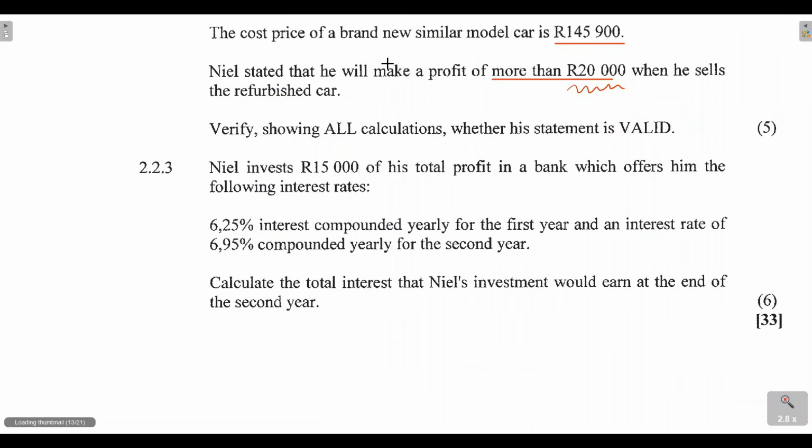Let us have a look at the last question. Right, so let's have a look at question 2.2.3. It says Neil invests 15,000 of his total profit in a bank which offers him the following interest rates. There's a 6.25% interest that is compounded yearly for the first year, and an interest rate of 6.95% compounded yearly for the second year. Now we need to calculate the total interest that Neil's investment would earn at the end of the second year.